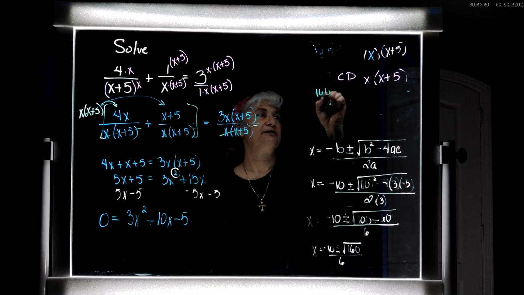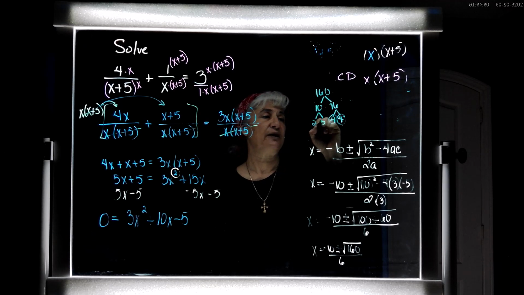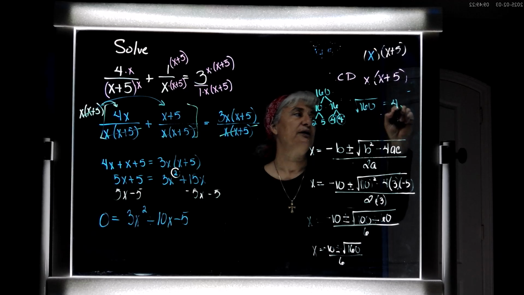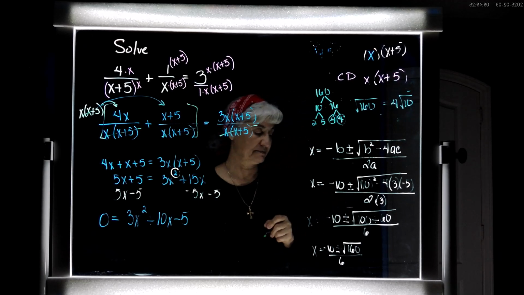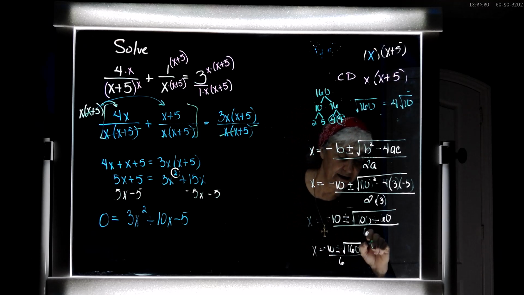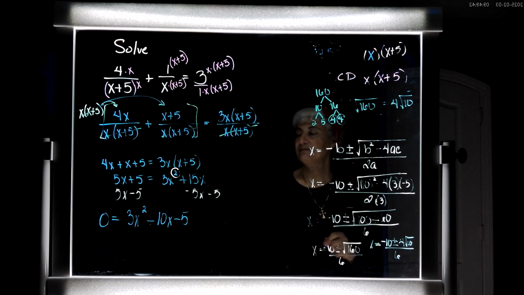So 160 breaks down to 10 times 16. 16 is 4 times 4. Remember, square root is 2 of a kind. I got 2 4s. 2 and 5? Nope. So the square root of 160 is equal to 4 times the square root of 10. Okay, so we have x equals negative 10 plus and minus 4 times the square root of 10 all over 6. Looks like I have 2 answers.